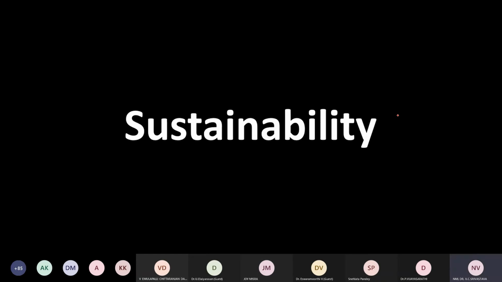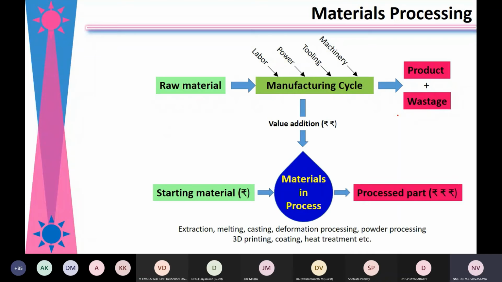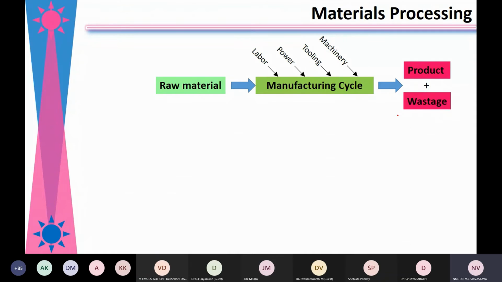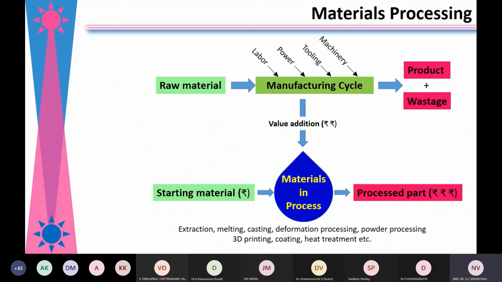Now, we go to sustainability. I think this says that if we have a raw material and you want to reach a product, then you have to go through a manufacturing cycle. And this manufacturing cycle requires labor, power, tooling, and machineries. And this leads to a product and wastage, definitely. So with the manufacturing cycle, we are adding some value to the starting material. Say this is 1 rupee, we are adding value of 2 rupees, and the product we get is 3 rupees. So all the processing techniques we use are basically leading to value addition.